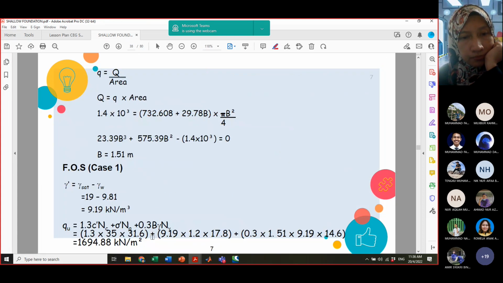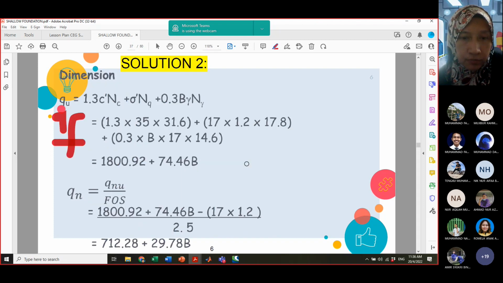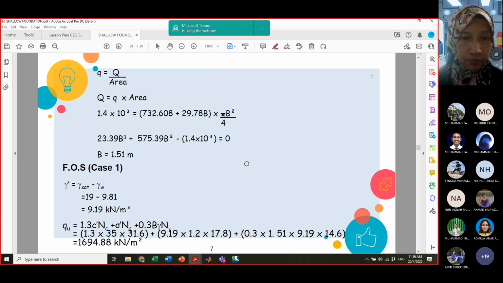Sekejap. Sekejap. Okay, sebenarnya dia apa? Sekejap ya.